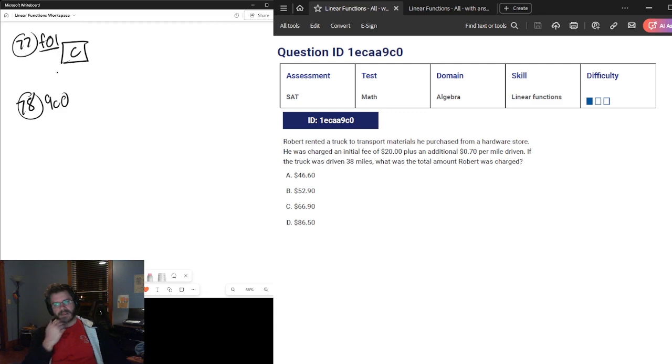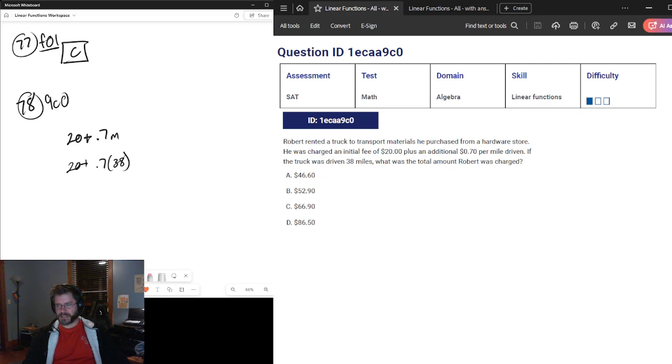Word problem. Truck transport materials, hardware store. You charge an initial fee of 20. That's our y-intercept. 20 plus 0.7 per mile. I'm going to write M. 38 miles. Okay, so just plug in 38 for the M. 20 plus 0.7 times 38. Again, I don't want to do that in my head. Probably could. 7 times 3 is 21, and then 56, so answer's going to be like 41.56 or something like that.